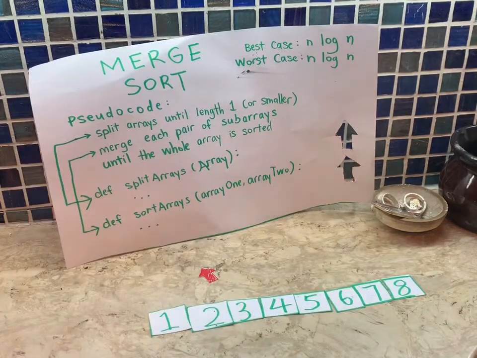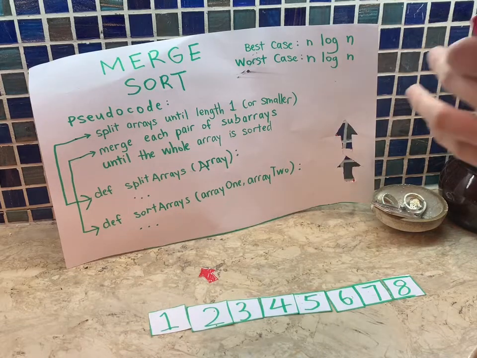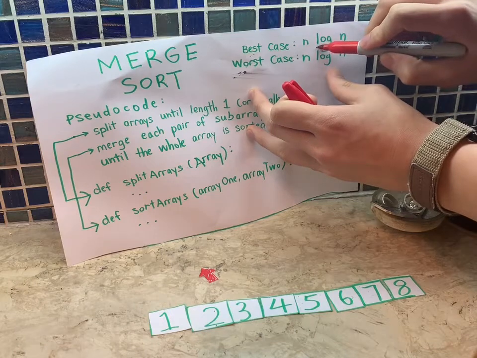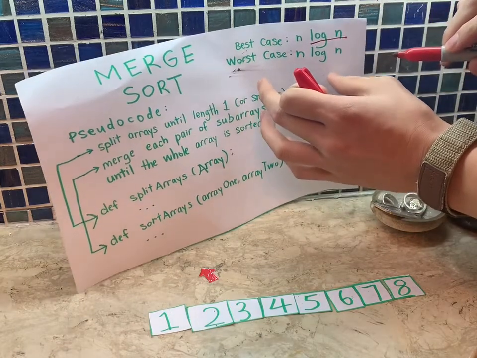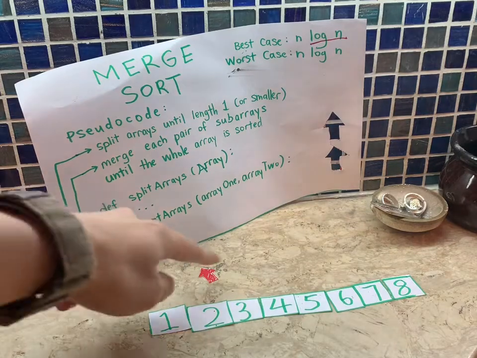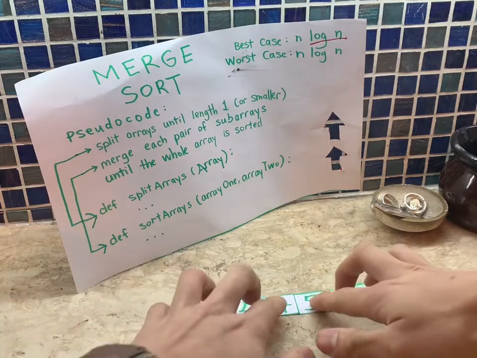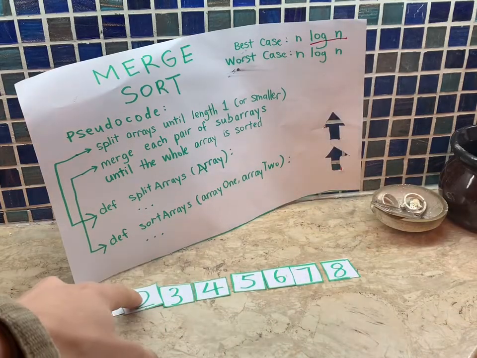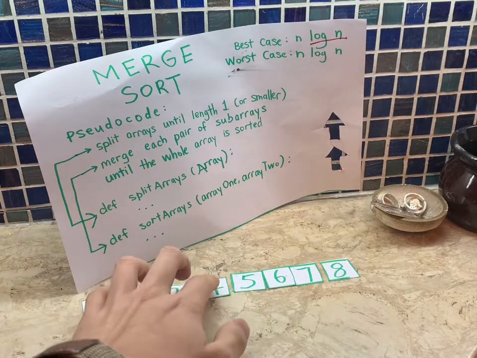That wasn't so hard. Let's talk about the runtime of this algorithm. In the best case and worst case, they're both n log n. So let's break that down. The log n part is when you split the arrays. It takes log n rounds of splitting. So in this case, it's 3 rounds.